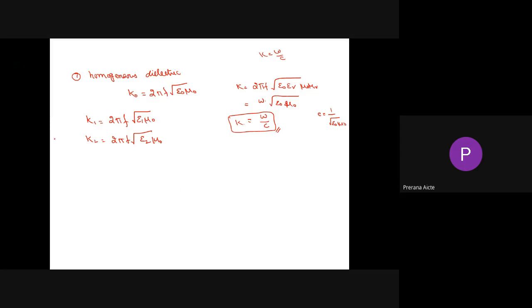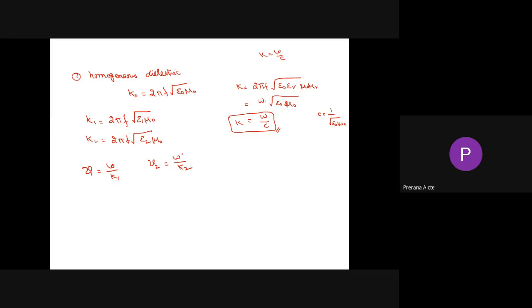Okay, now the corresponding phase velocity v1 is equal to omega by k1, whereas v2 is equal to omega by k2. This is the equation of phase velocities when the plane wave is in a lossless, homogeneous dielectric.